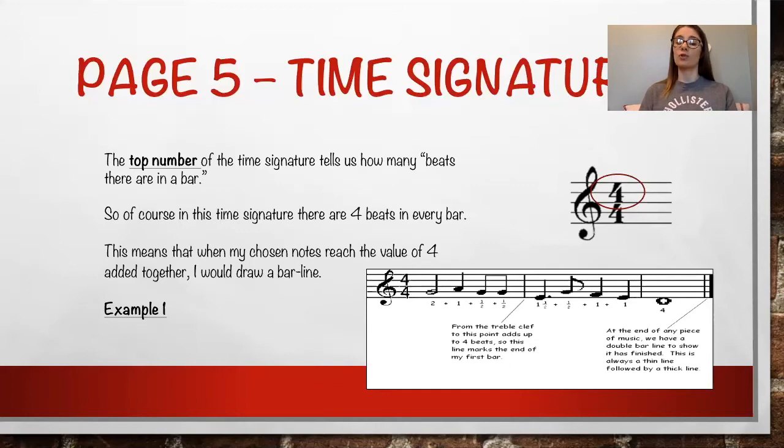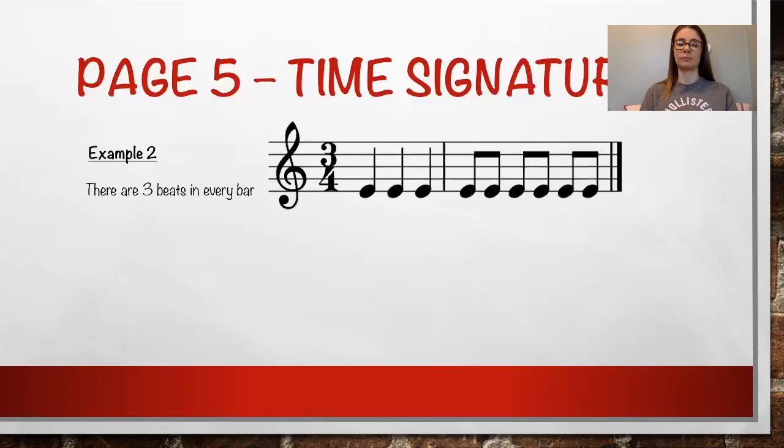We then have what's called a bar line. So from the treble clef to this point adds up to 4 beats, so this line marks the end of our first bar. In the second bar, you can see that it also adds up to 4 beats, and then we have a bar line. At the end of any piece of music, we have a double bar line to show us that the music has finished. This is always a thin line followed by a thicker line.